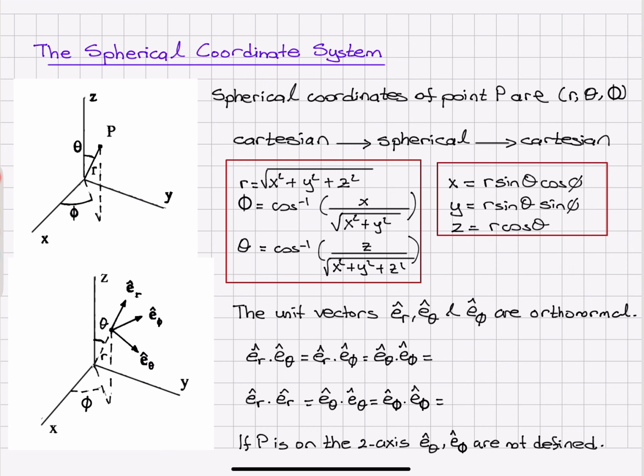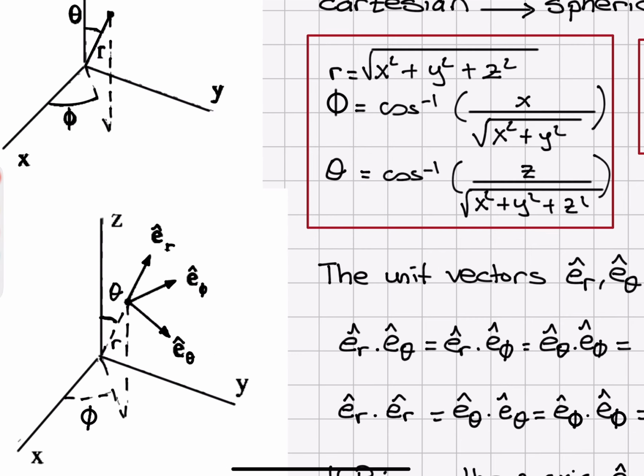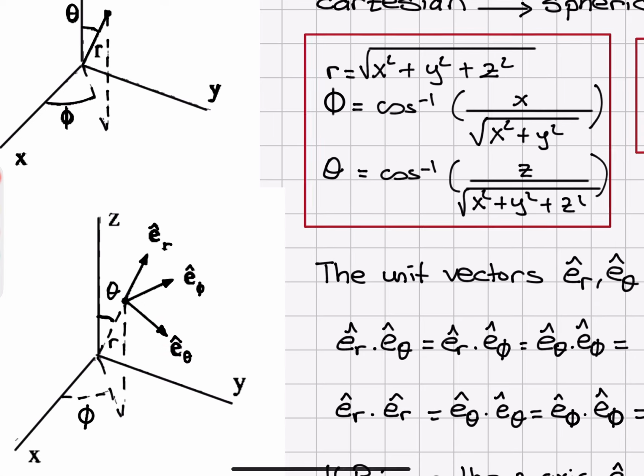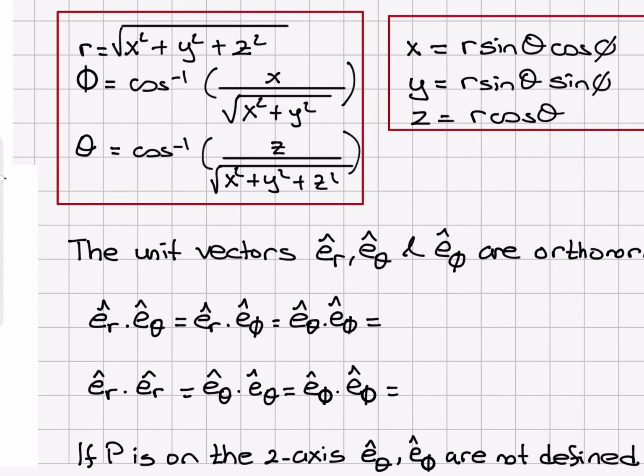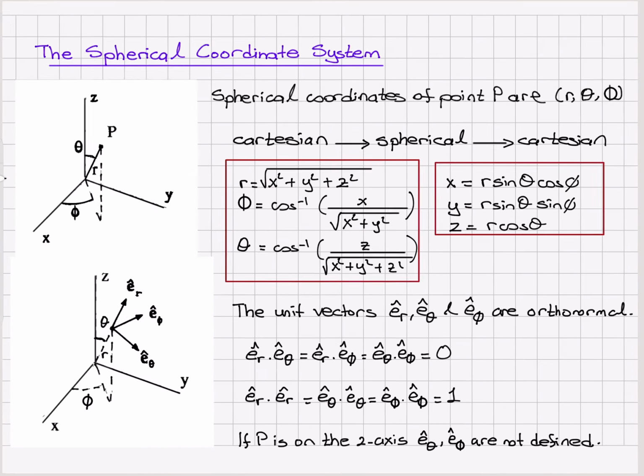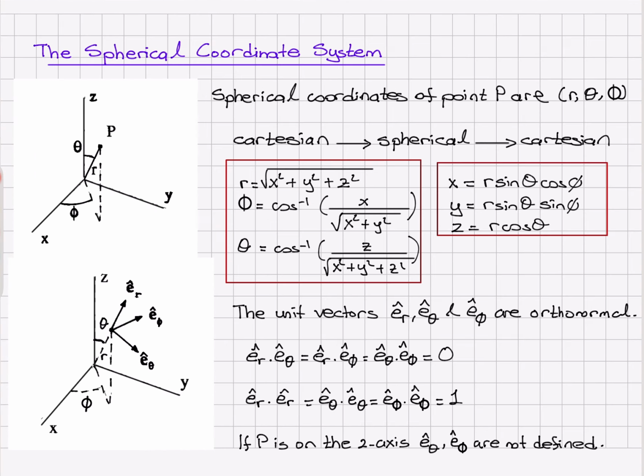The unit vectors are obtained by changing r, theta, and phi slightly, and they are e r hat, e phi hat, and e theta hat. They all depend on the position, and they are orthonormal unit vectors, so their dot product is 0 unless we're taking the dot product with itself, which is 1. And if the point P is on the z-axis, e theta hat and e phi hat will not be defined, so we can just use the z coordinate.